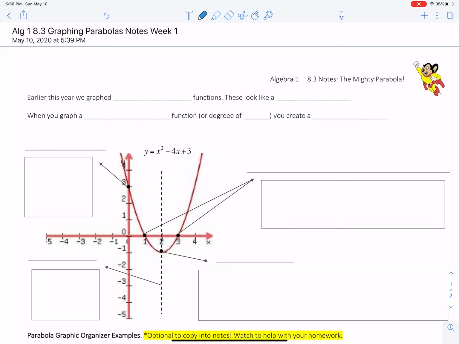Hey there, Algebra 1. So earlier this year, we graphed what was called linear functions. And I like the name linear because it looks like a line and linear sounds like line. And we used vocabulary like slope, y-intercept. All right, we had a whole bunch of these cool vocab words for our linear functions.